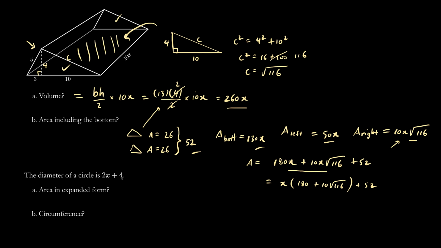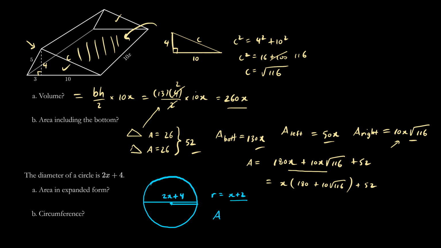And so now we have another question. The diameter of a circle is 2x plus 4. So that's all the way across. What's the area in expanded form? The radius is only going to be halfway. So the radius is not 2x plus 4, it's half of that, which is x plus 2.